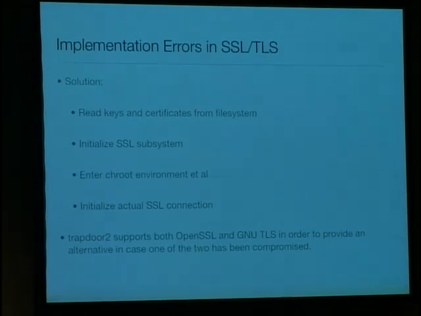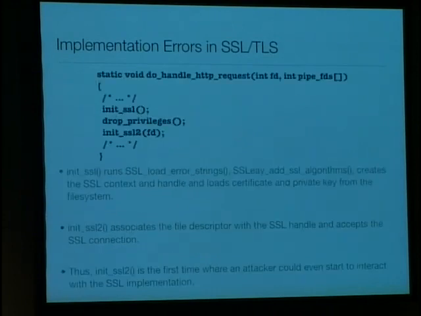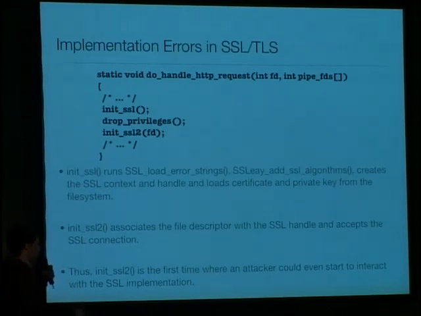Just a short code snippet. We have this init SSL, which does all the fancy stuff, as mentioned before: load error strings, add SSL algorithms, create the SSL context, load the certificate, private key, and all that stuff. And the init SSL2, which happens after dropping the privileges, associates the file descriptor with the SSL handler that you need to communicate via SSL. And then it accepts the SSL connection.